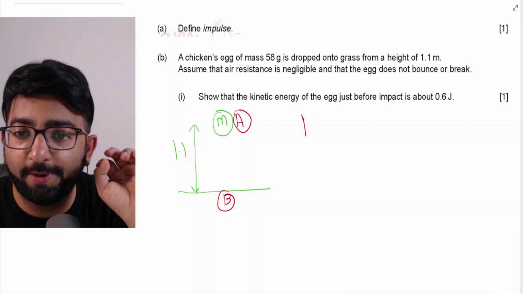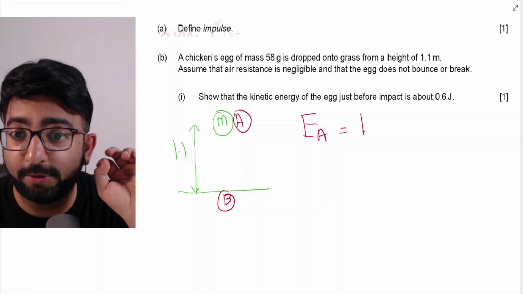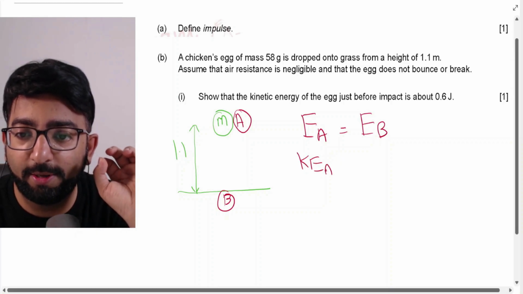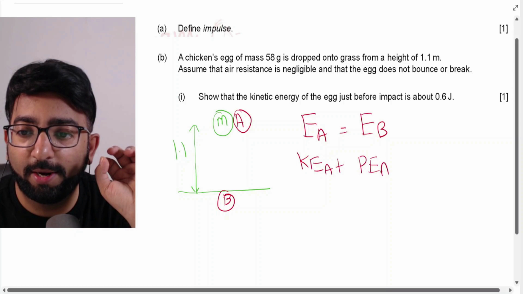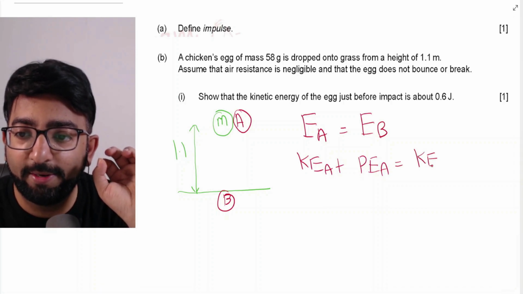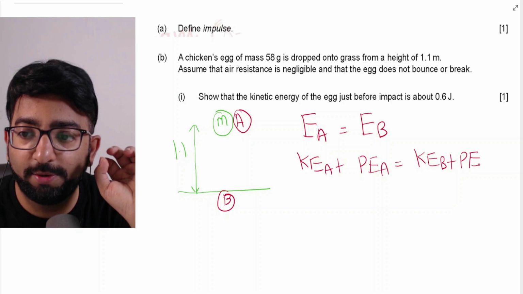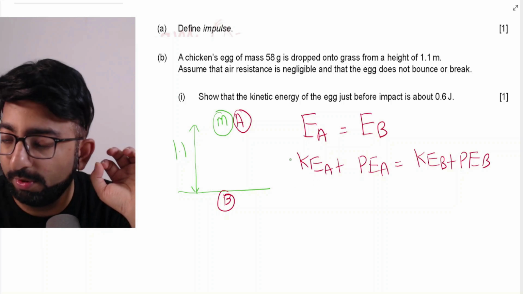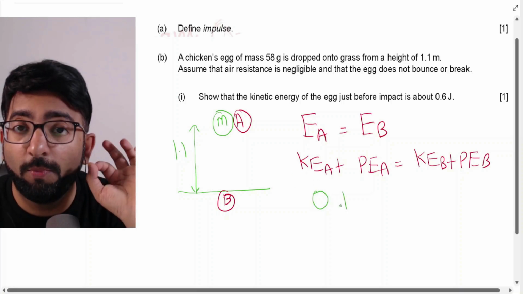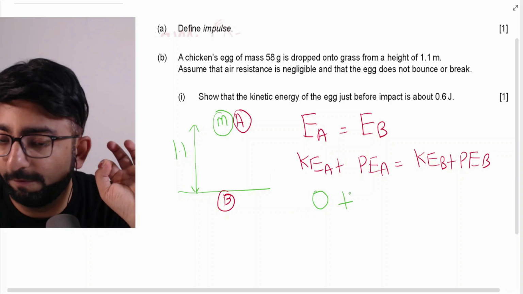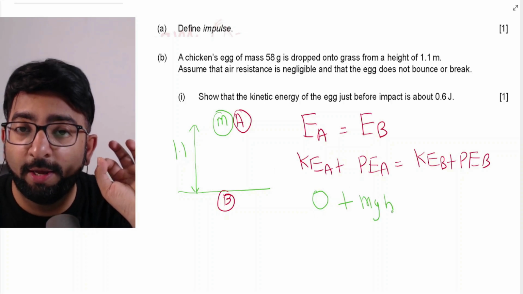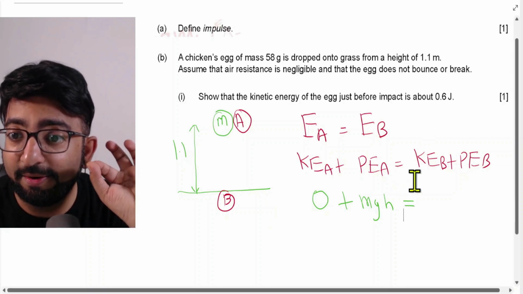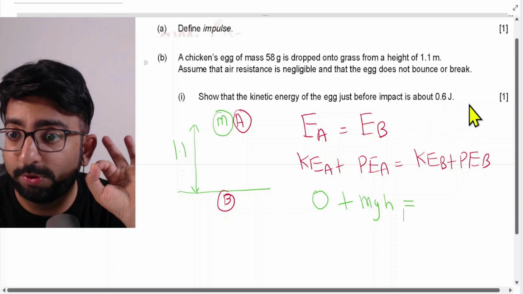According to the law of energy conservation, total energy at A should be equal to total energy at B, which means kinetic energy at A plus potential energy at A should be equal to kinetic energy at B plus potential energy at B. Now, since the egg was dropped, initial velocity is 0, so kinetic energy at A is 0. Potential energy formula is mgh, so we will write down mgh, where the value of h is 1.1 meters. This will be equal to the kinetic energy just before the impact, which we are supposed to figure out.